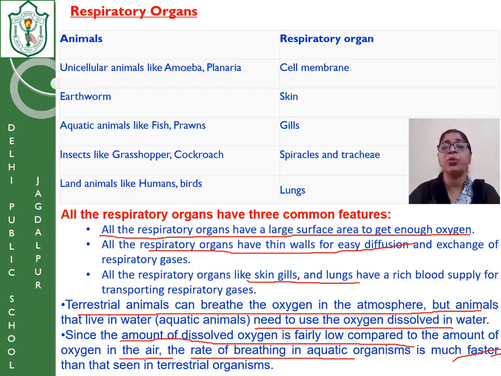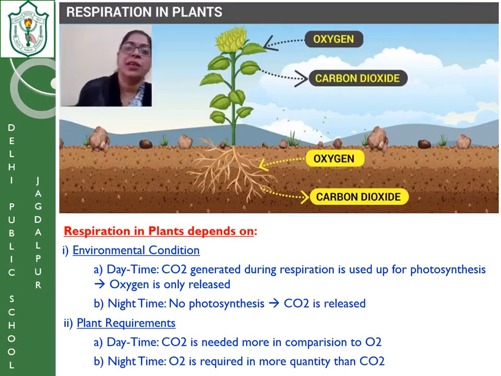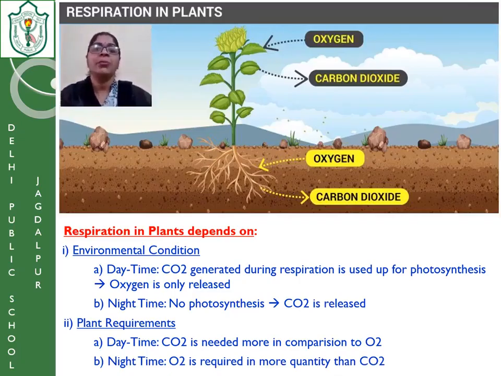Next topic we will go for is respiration in plants. You all are aware that plants also respire and plants also do photosynthesis. So plants do two processes at the same time. If you see this picture, when they are just breathing or respiring, they take in oxygen and they release carbon dioxide. Whether it is the leaf part or root part, all the parts need to breathe in oxygen and expel carbon dioxide.